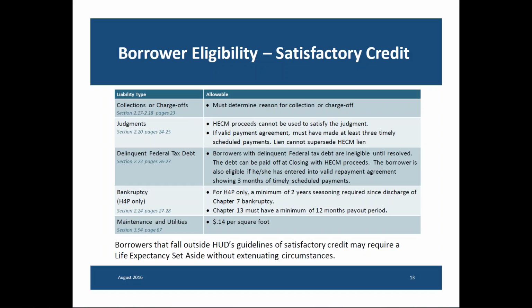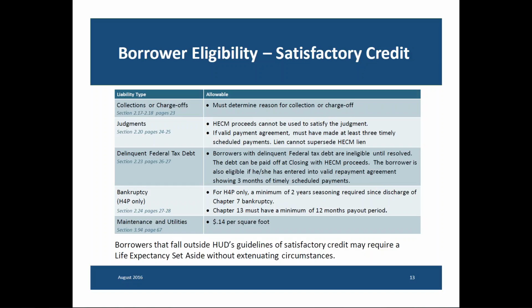We must determine the reason for collection or charge-off, and if they are $2,000 or more, 5% of that will be counted as a liability. Judgments: HECM proceeds cannot be used to satisfy the judgment. If there's a valid payment agreement, they must have made at least 3 timely scheduled payments, and the lien cannot supersede the HECM lien. Delinquent federal tax debt.